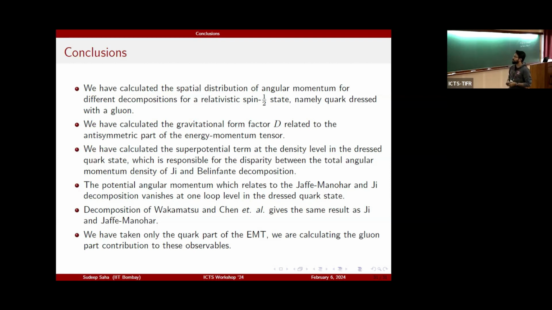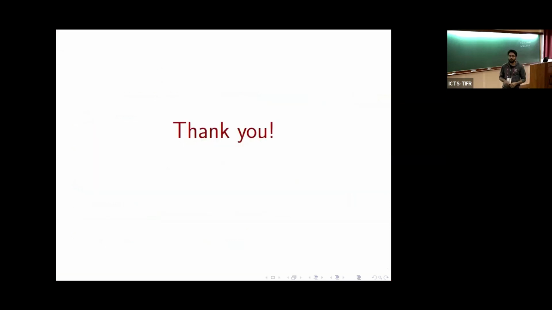And we have also seen that the Wakamatsu and the Chen et al. decompositions give the same result as the Jaffe-Manohar, since we are working in the light front gauge. And in this work, we have taken only the quark part of the energy momentum tensor, and we are calculating the gluon part contribution to these observables. Thank you.